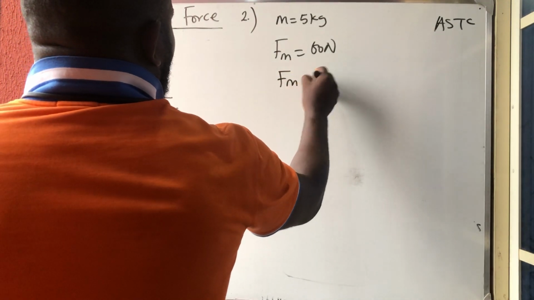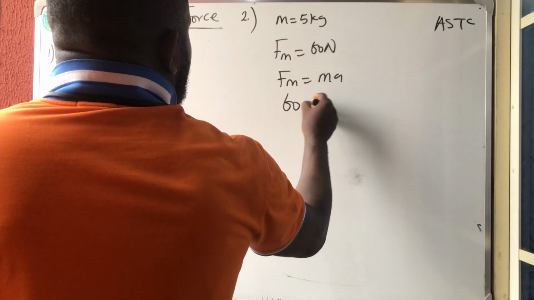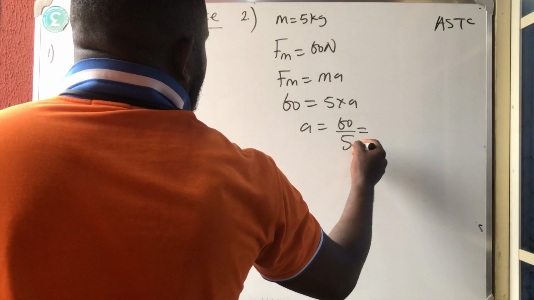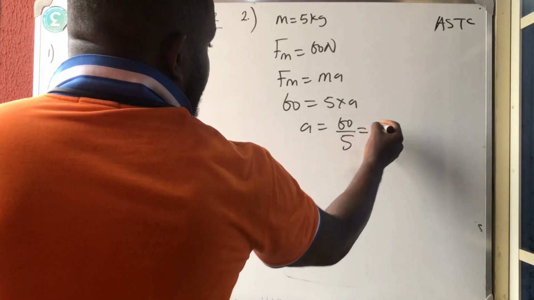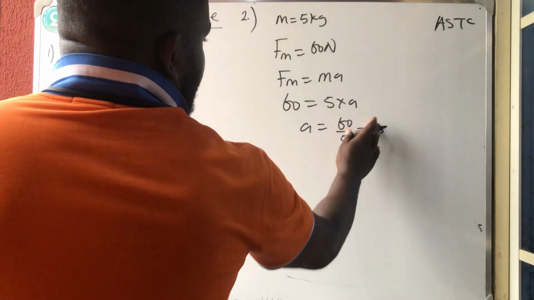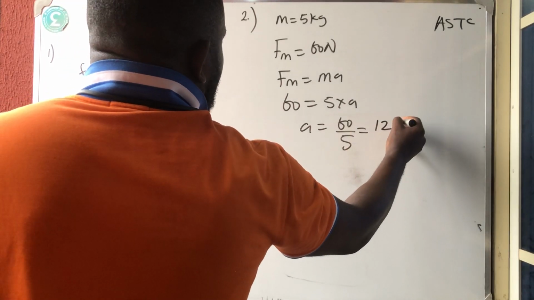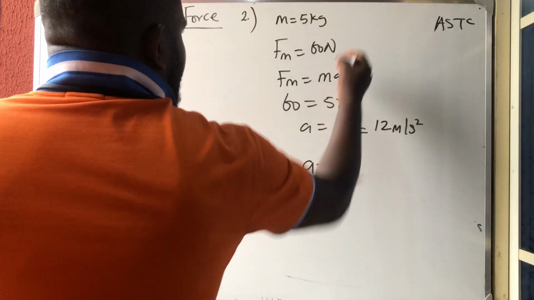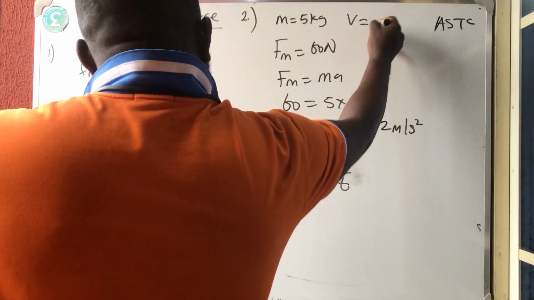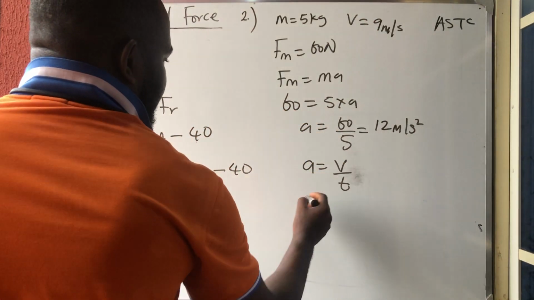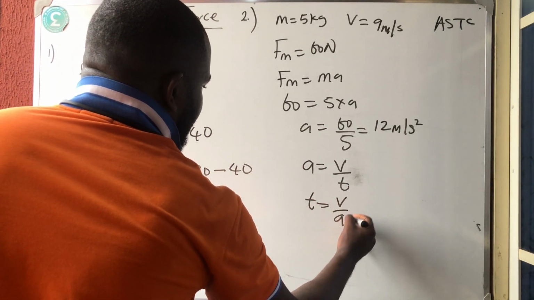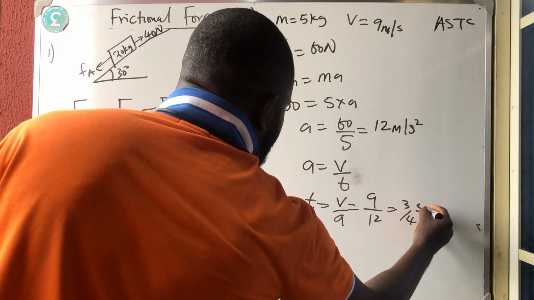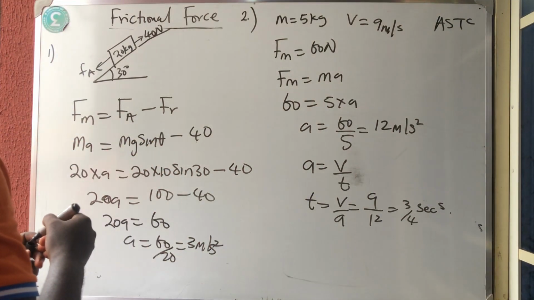We know that our moving force is equal to ma. So 60 is equal to 5 times a. So a will be 60 divided by 5, which is 12 meters per second squared. But I know that acceleration is velocity over time. They gave us the velocity of 9 meters per second. So the time will be velocity divided by acceleration, which is 9 divided by 12, which is 3 over 4 seconds. As simple as that.